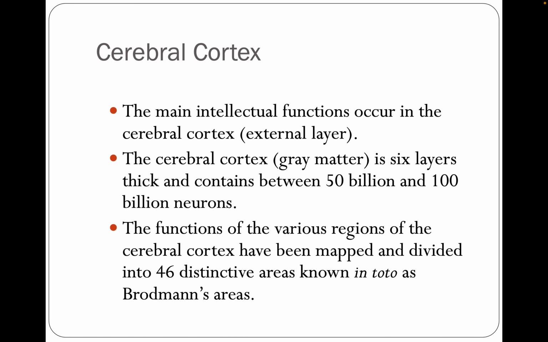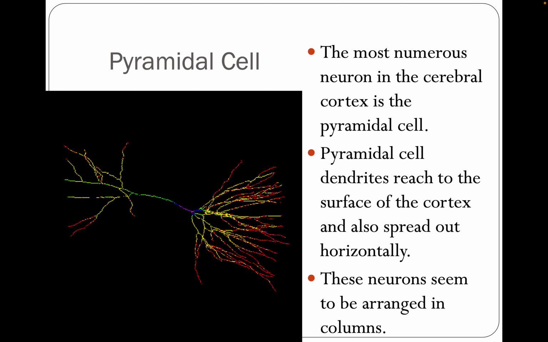The main intellectual functions occur in the cerebral cortex. Cerebral cortex means external layer. The cerebral cortex, or gray matter, is six layers thick and contains between 50 billion and 100 billion neurons. The functions of the various regions of the cerebral cortex have been mapped and divided into 46 distinctive areas known in toto as Brodmann's areas.